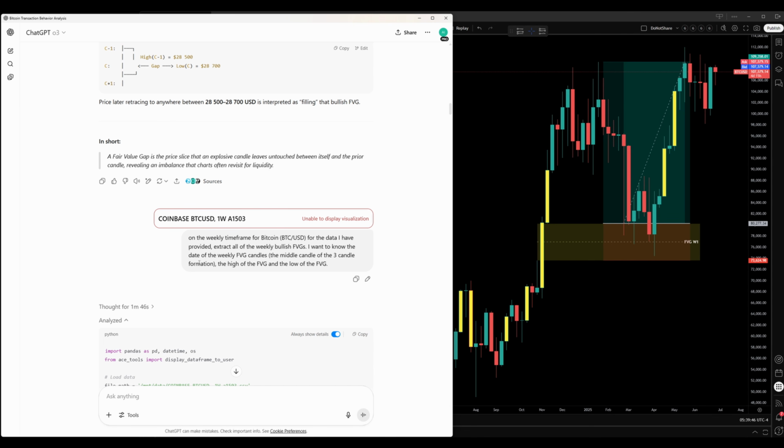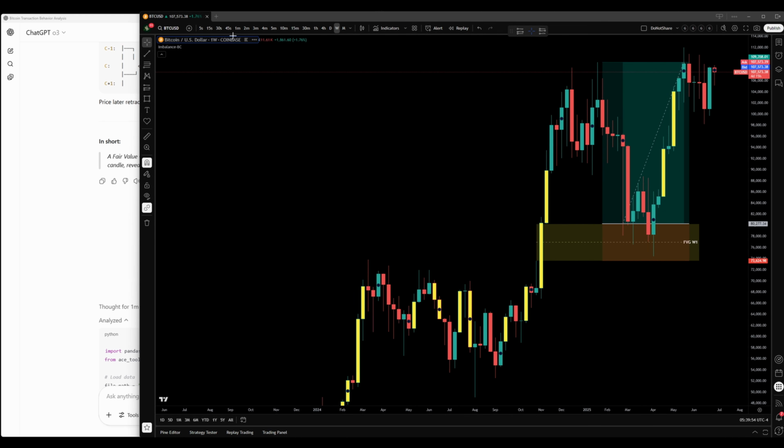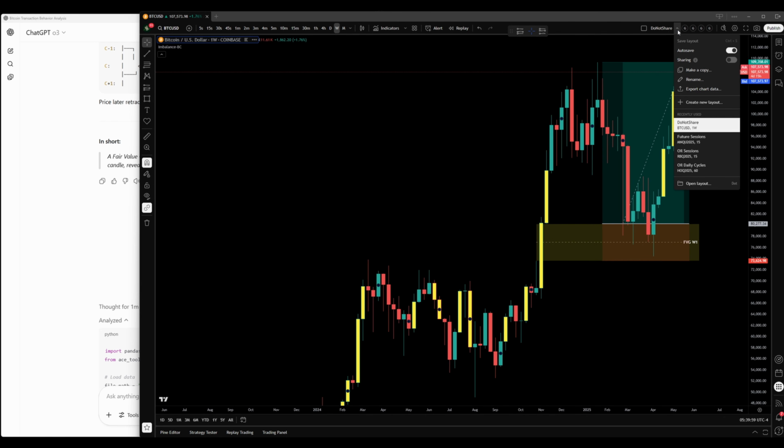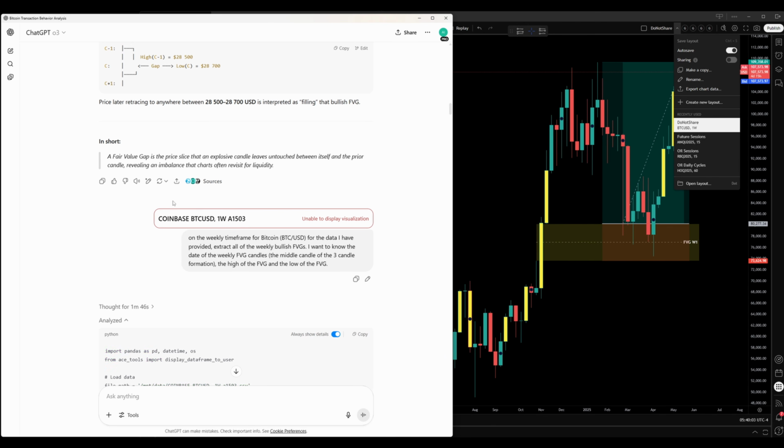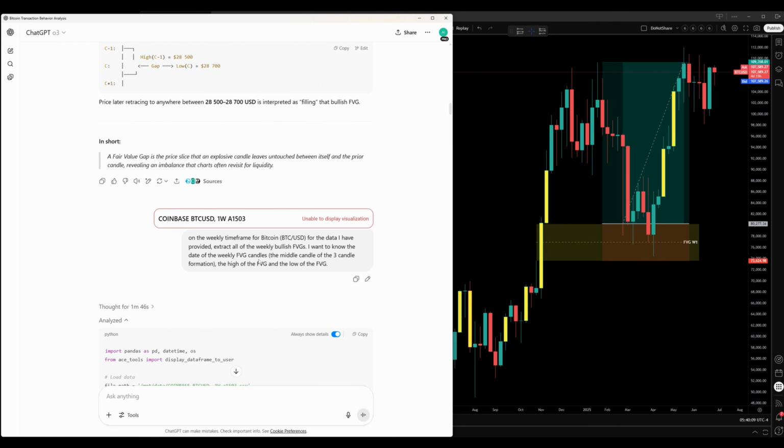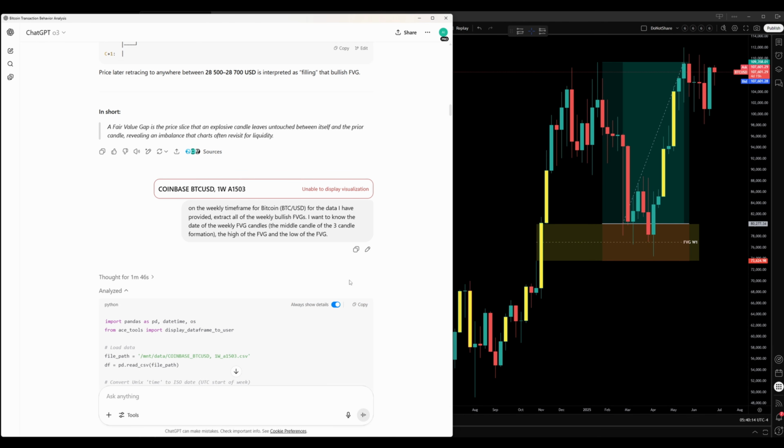Now, this is an important step. I provided it with the market data. So all you need to do is within TradingView, find the chart that you want on the time frame, and you can export the data. Once you export the chart data, you can then provide it as an attachment in ChatGPT. This will allow you to do some amazing backtesting, which will save you weeks worth of effort.